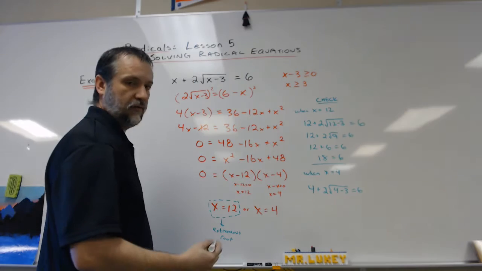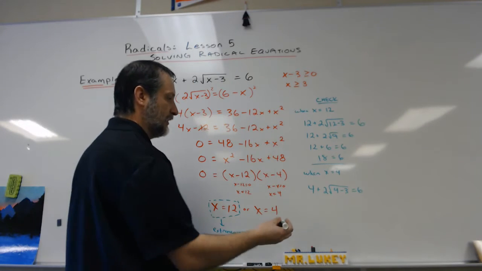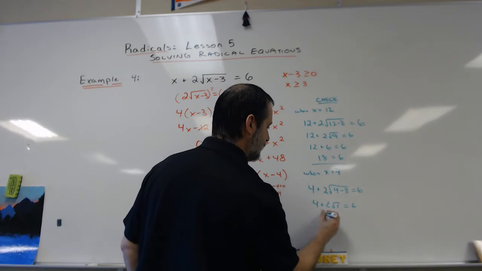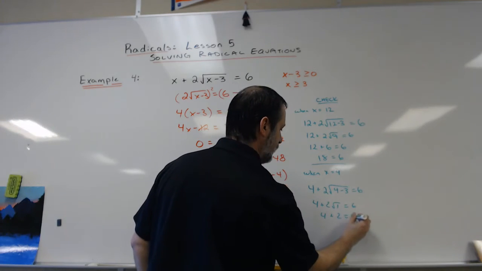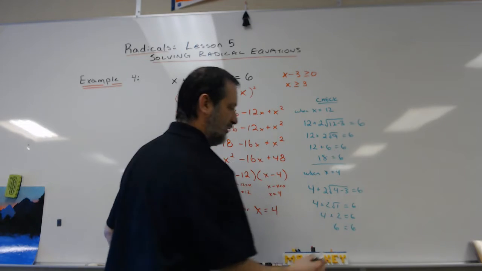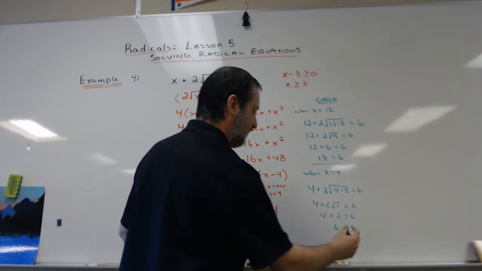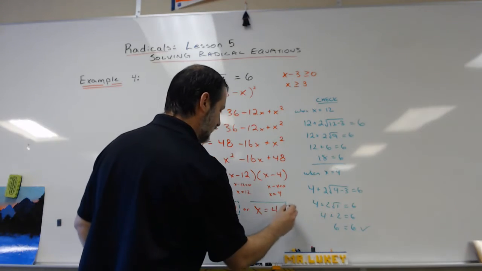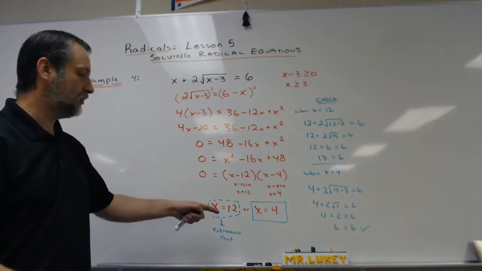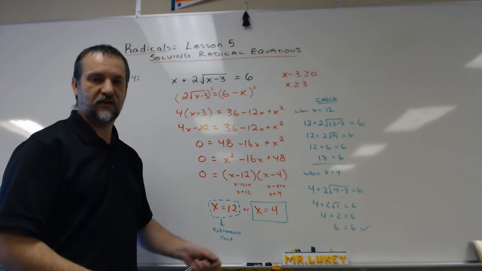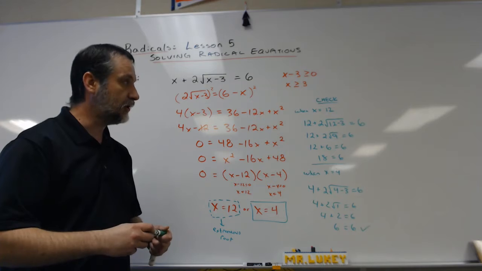So I want to check if 4 plus 2 times the square root of 4 minus 3 equals 6. So 4 plus 2 times the square root of 1 equals 6. So 4 plus 2 equals 6, yes it does. 6 is equal to 6, so this is in fact our answer. So that is my answer. So I have two possible answers. One was removed as an extraneous root. The other was the final and correct answer for this question.